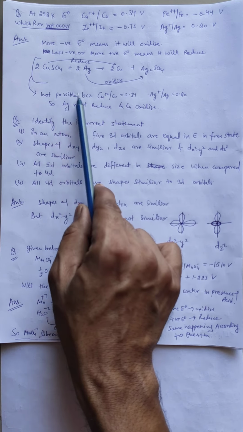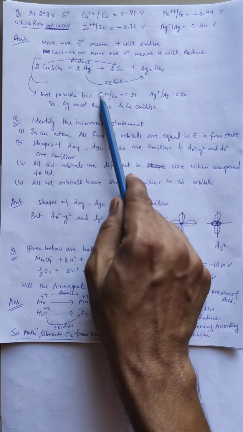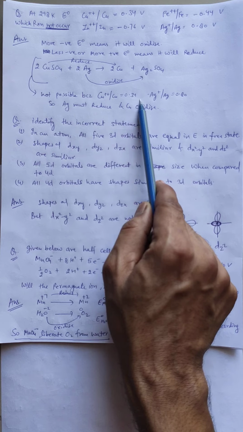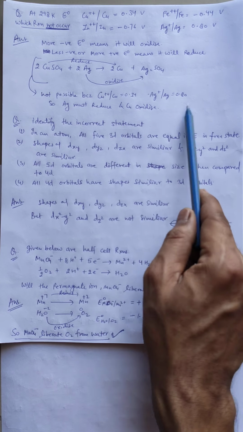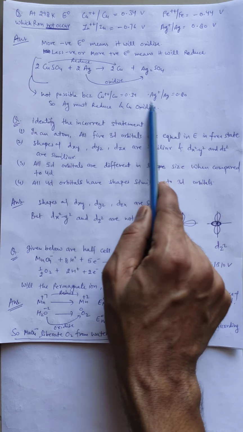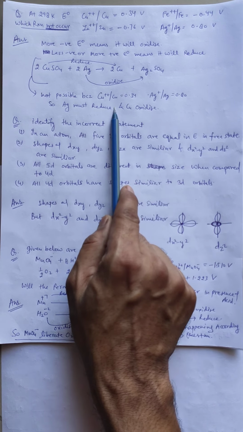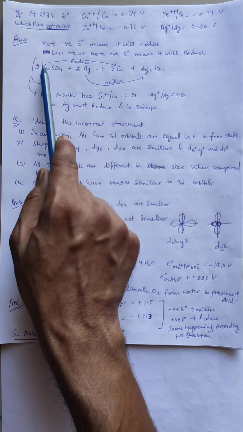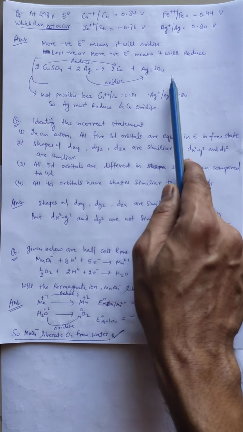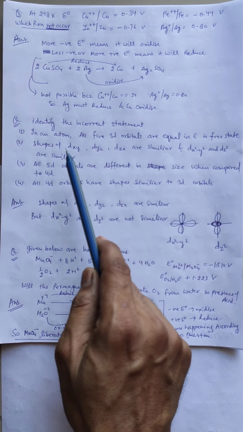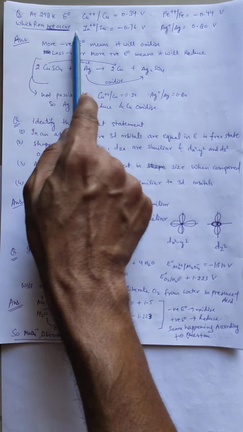So it is not possible because the reduction potential of Cu2 positive is 0.34 and that of Ag is 0.8. So more positive is in the case of silver. So silver must reduce and copper must oxidize, but it is going the opposite way in this equation. So this equation is the correct answer, right? Because we have to find out the reaction that does not occur.